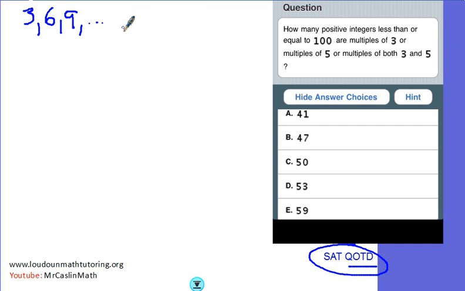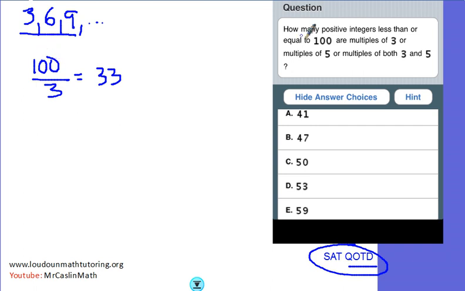Remember, SAT is a timed test, so the faster you can get through some of these problems, it gives you more time for other problems. The other way to create the number of items on this list is to take 100 and divide it by 3. Now the answer to this is not an integer. The answer is 33.3 repeated, or 33 and a third. But that third of an integer doesn't make any sense, so you want to truncate that off, and there's 33 of these numbers that are multiples of 3 that are less than or equal to 100.